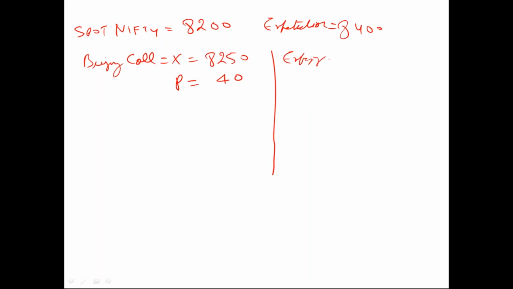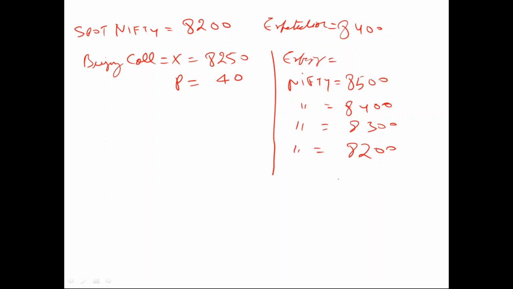So on the date of expiry, let's suppose the Nifty went to 8,500, what will be my profit? In the second case, let's suppose Nifty went to 8,400 as we expected, what will be my profit? And what if Nifty went to 8,300, what will be my profit? And what if Nifty went to 8,200, what would be my profit?